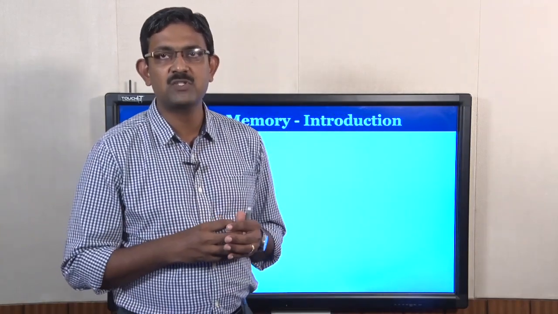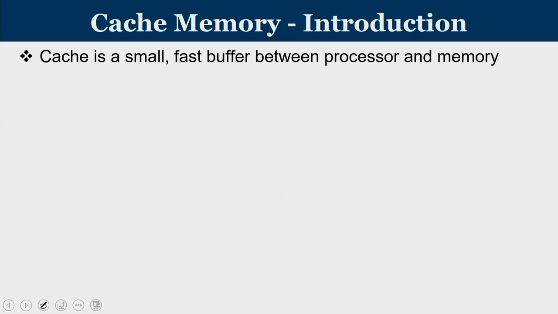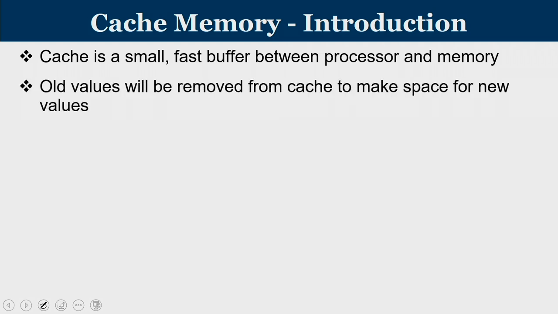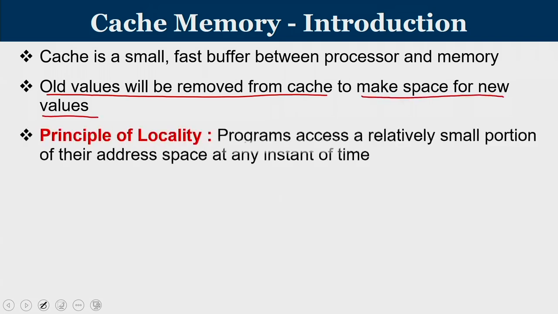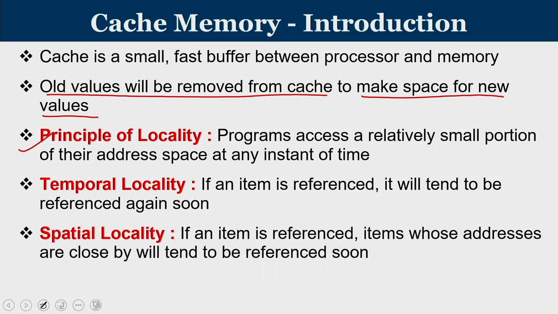A bit of introduction with respect to cache memory. Cache is a small, fast buffer between the processor and the memory. And then what we do is, old values will be removed from cache to make space for new values. That is the whole idea of cache. And it is done with two techniques, driven by the principle of locality of reference. So what do you mean by principle of locality of reference? Programs access a relatively small portion of their address space at any instant of time.